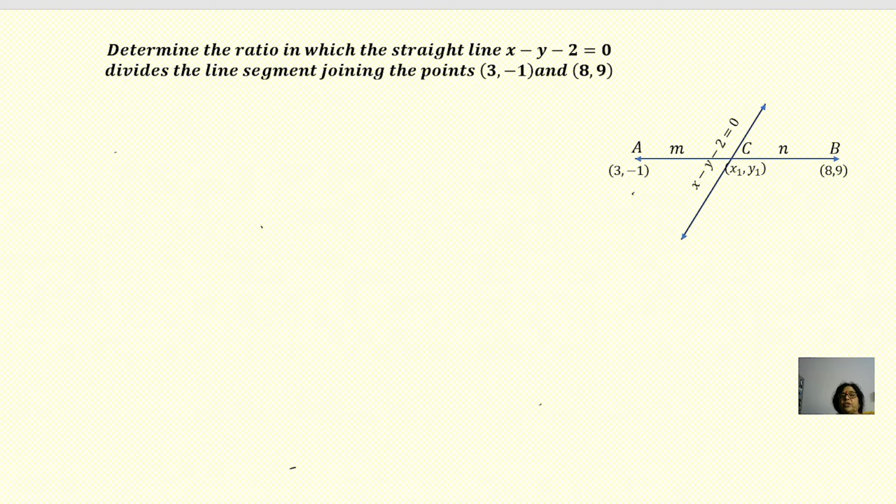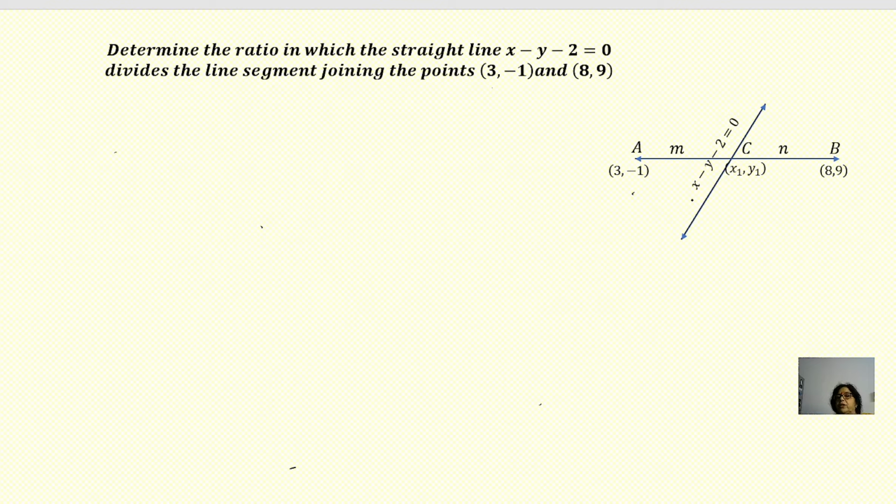So the first question that we have over here is: determine the ratio in which the straight line x minus y minus 2 is equal to 0 divides the line segment joining the points (3, minus 1) and (8, 9). So the points A and B have been marked. This is a representative figure. It's not a real figure over here. And then we have another straight line x minus y minus 2 is equal to 0. The points AB have been joined and we get the line segment AB.